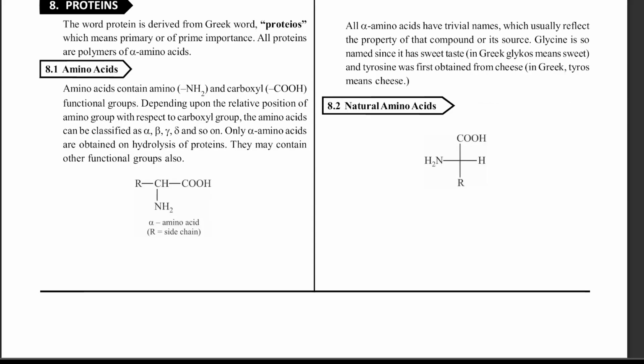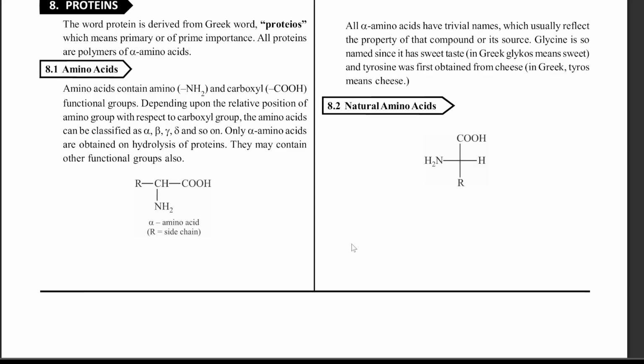All the different amino acids have trivial names which usually reflect a property of that compound or its source. For example, glycine is named since it has a sweet taste. In Greek, glykos means sweet. And tyrosine was first obtained from cheese. In Greek, tyros means cheese.